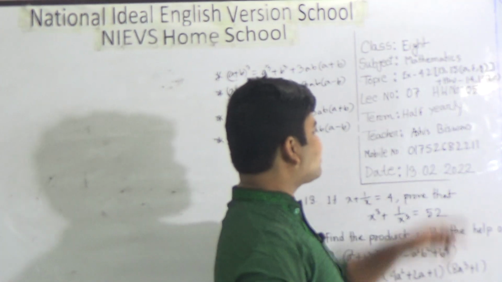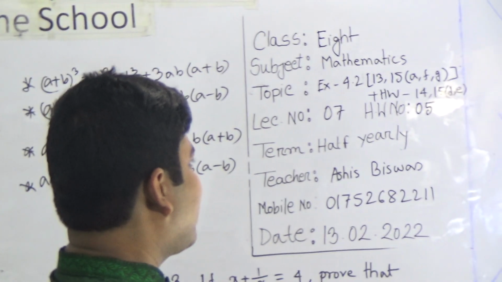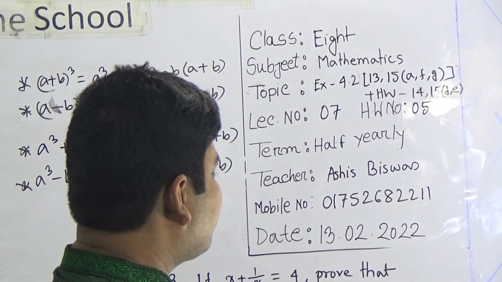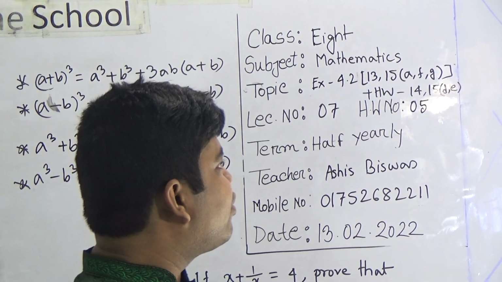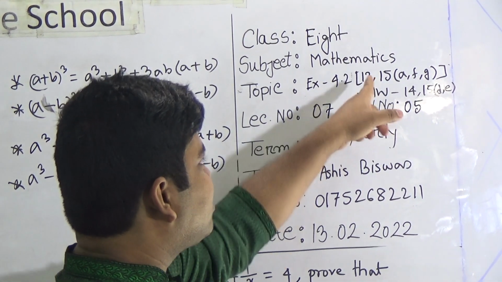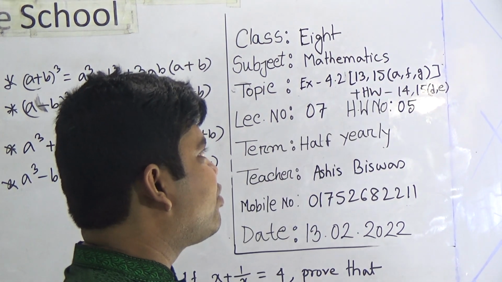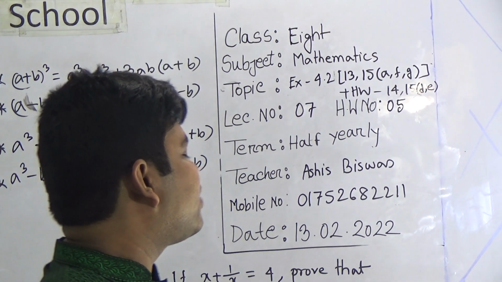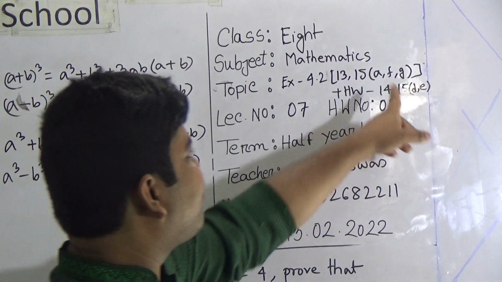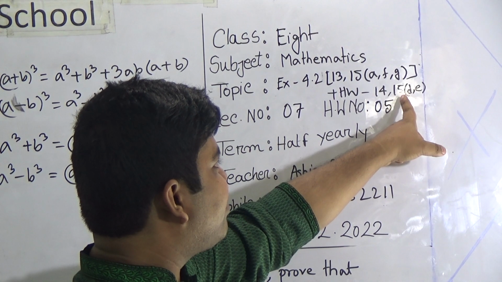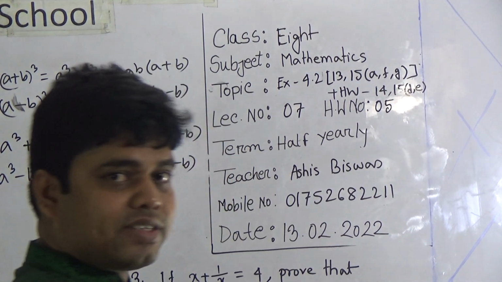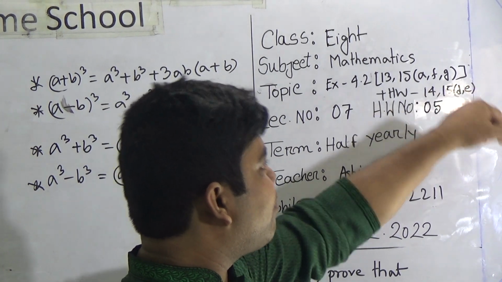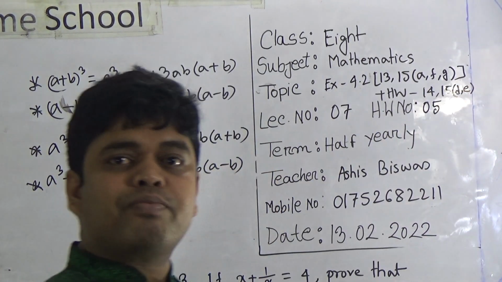Today is our lecture number 7 of half yearly, and today's SW number will be 5. Dear students, our today's topic is exercise 4.2. From 4.2, we shall solve question number 13 and 15 as your CW. From 15, sub numbers A and G will be solved. And my dear students, question number 14 and 15, from 15, D and E will be your SW. I repeat, question number 14 and 15, from 15, D and E will be your SW.